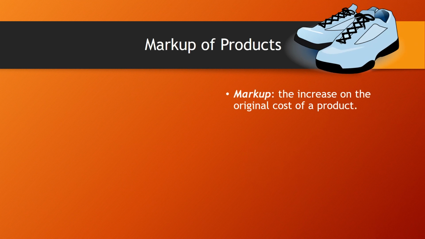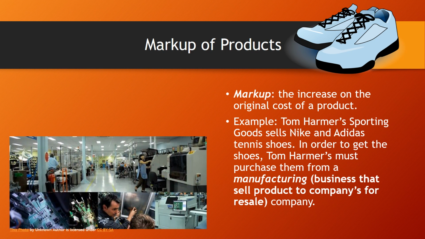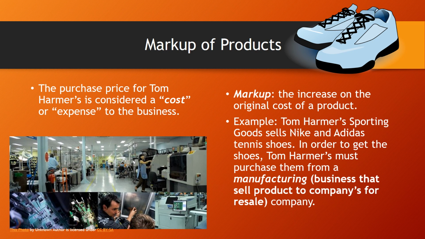Markup is the increase on the original cost of a product that it will be resold. Example, Tom Harmer Sporting Goods sells Nike and Adidas tennis shoes. In order to get the shoes, Tom Harmer's must purchase them from a manufacturing company, which is a business that sells products to other companies to resell. The purchase price for Tom Harmer's is considered a cost or an expense to the business.